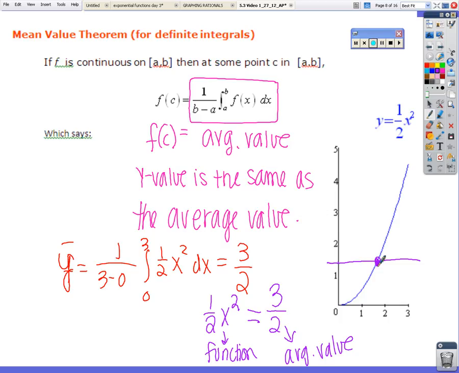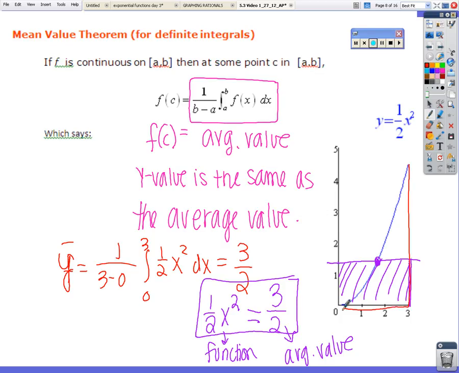I would solve the equation that is right here, and that would get you the exact x value for which the rectangle area is the same as the net signed area under the curve, which would be the red area. Okay, if I melt the red area, it would melt down to a rectangle that would be the exact size of the purple rectangle. So that is a very, very fast review of average value and the mean value theorem.